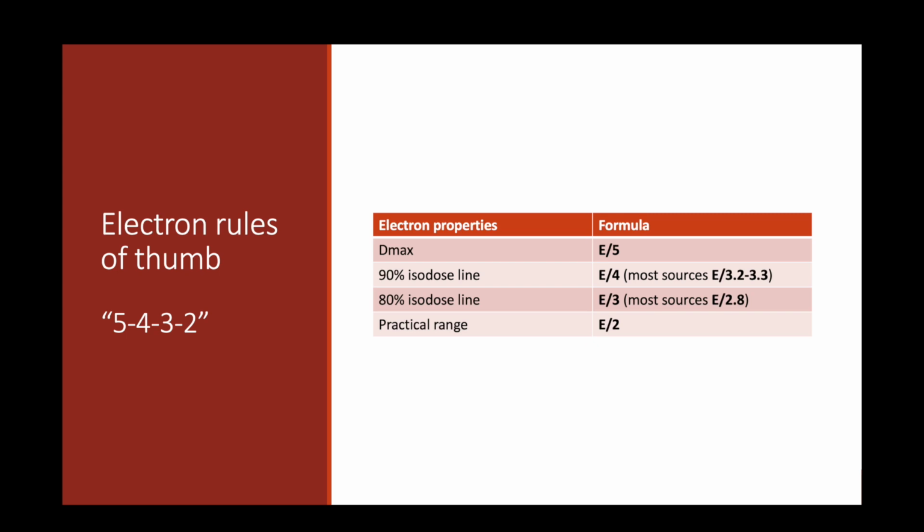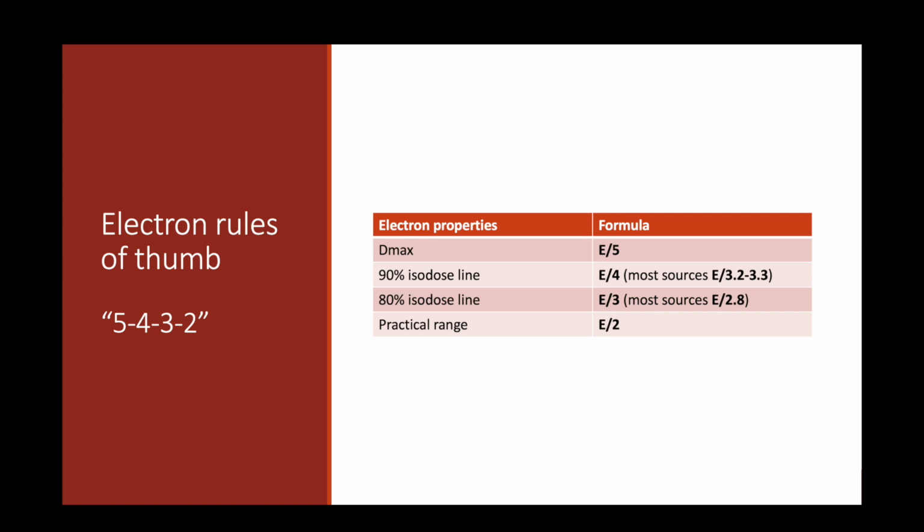The Dmax is the depth of maximum dose. The rule of thumb for this is energy over 5. So let's say we're dealing with a 9 MeV electron. 9 divided by 5 is 1.8.